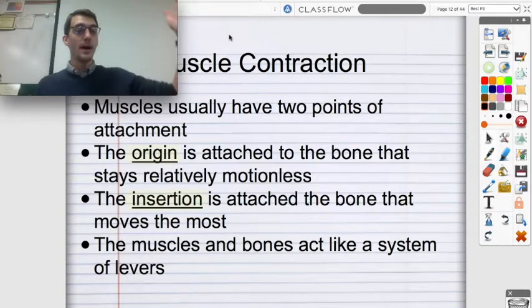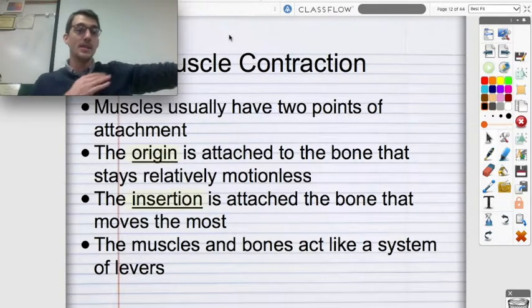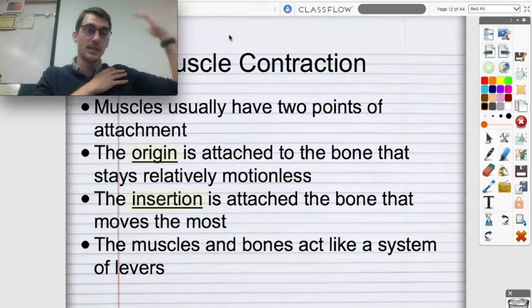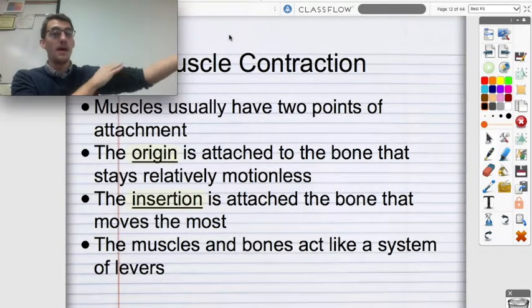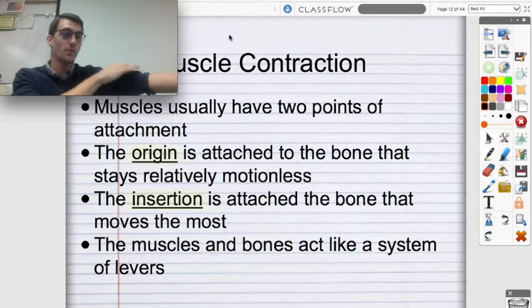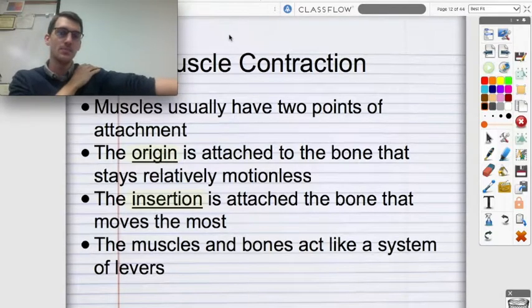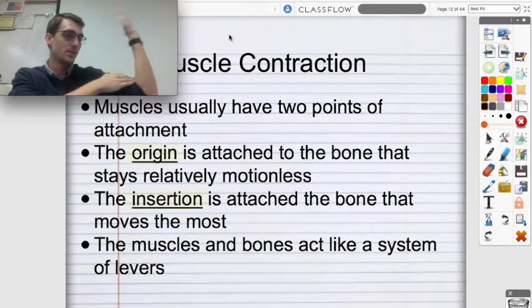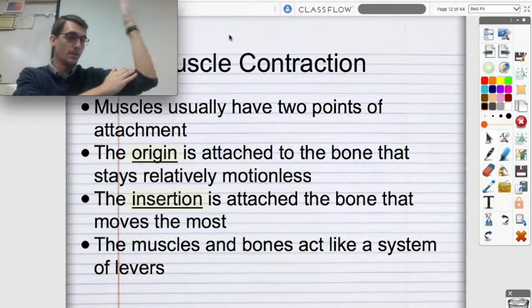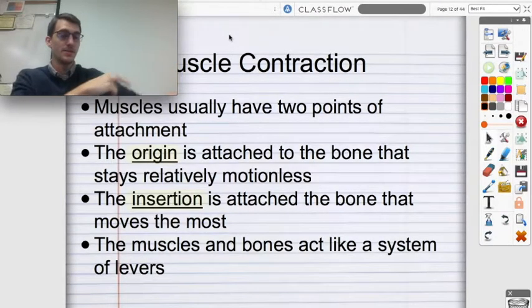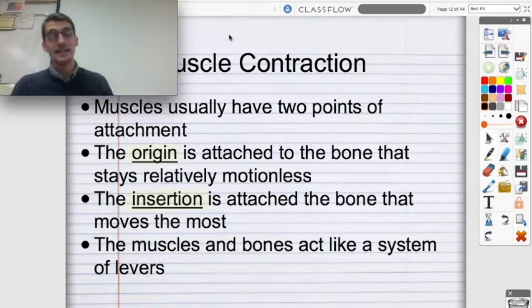If we're talking about the biceps brachii here, we can say the origin is towards the shoulder because it doesn't move when I contract it, but when I do contract it, it moves my forearm. So the insertion is going to be over here by my antebrachial region. I'm not really sure exactly what it is, but if I had it memorized, I could tell you. The origin is relatively motionless, and the insertion is the part that moves. So in order for me to flex and extend my forearm, here's my origin, here's my insertion. Muscles and bones act like a system of levers.